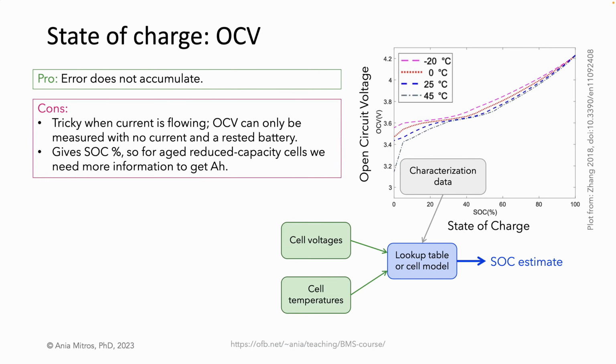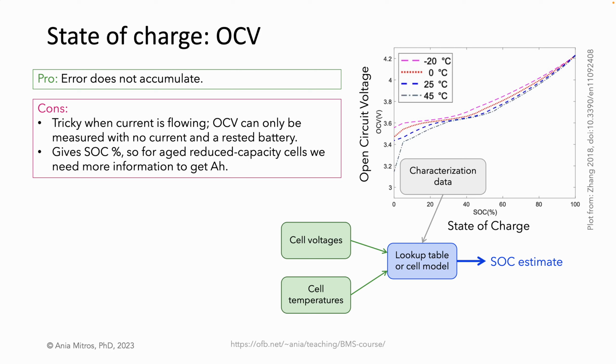Unfortunately, an OCV measurement requires zero current for a long time, possibly hours. While current is flowing, the cell voltage is not equal to OCV. We can try to estimate OCV from the unrested cell voltage measurement, but that's hard to do accurately. So, this method provides mediocre accuracy while the application is active, while current is flowing.